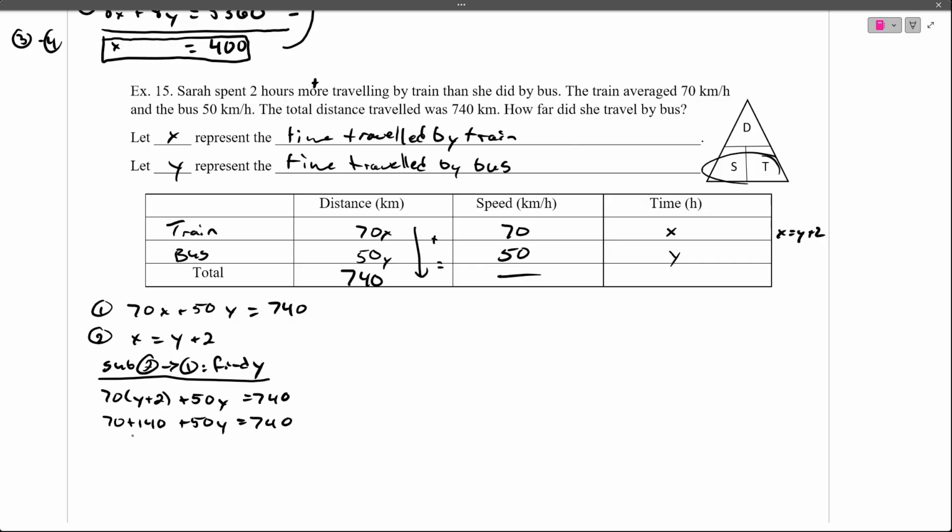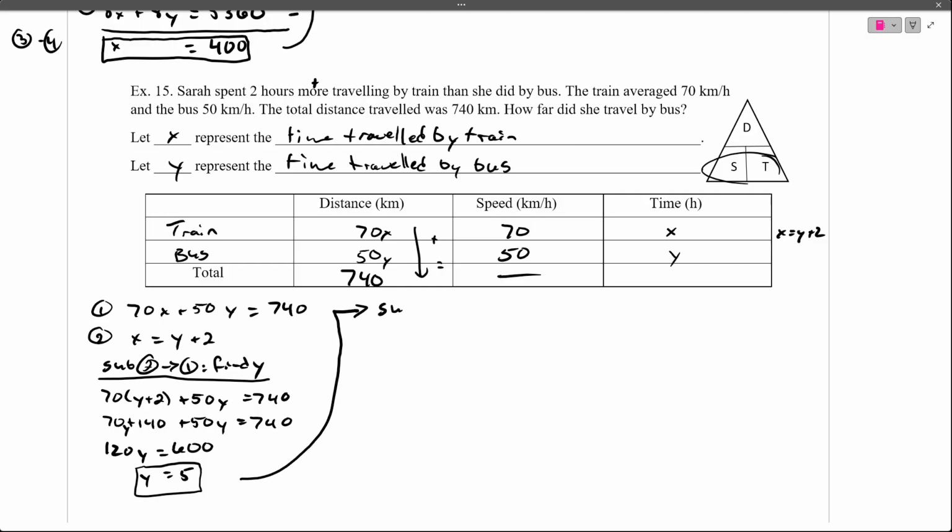Now let's collect our like terms. That should be 70y, sorry. 70y plus 50y, that's 120y. Now on the other side, we have 740 minus 140 is 600. So that means y is going to be equal to 5. What does that represent? What is y? y is the time traveled by the bus. But you know what? That's okay. We can use that and substitute it into our distance calculation.